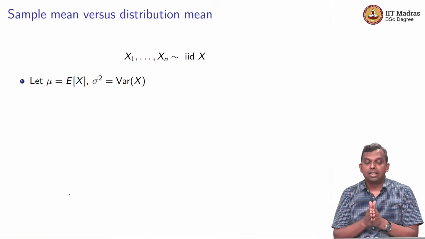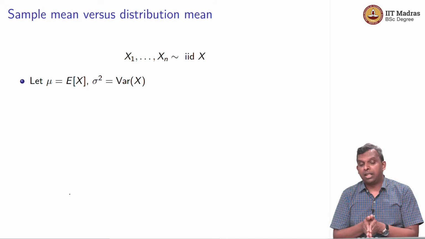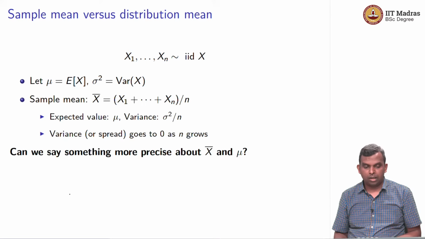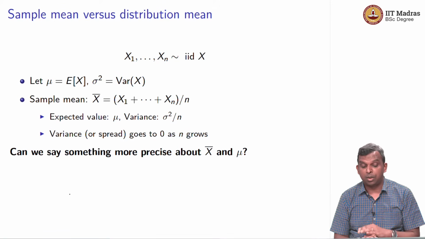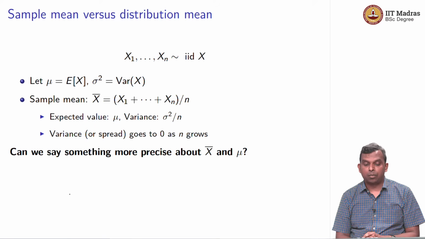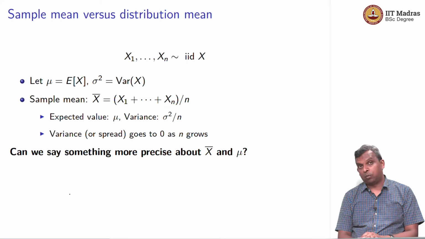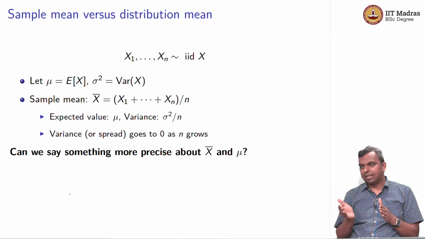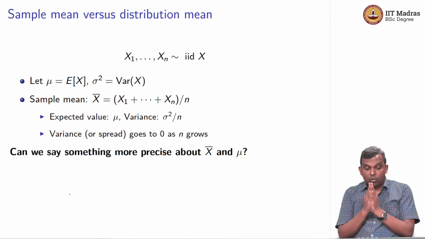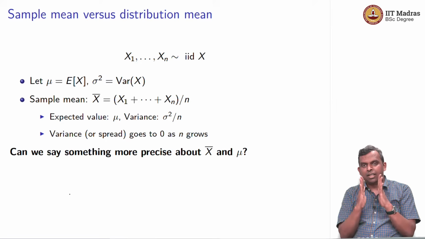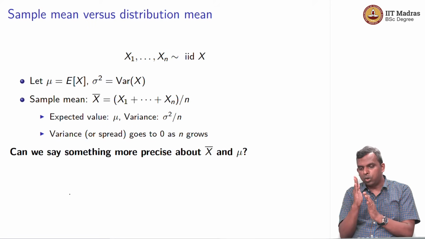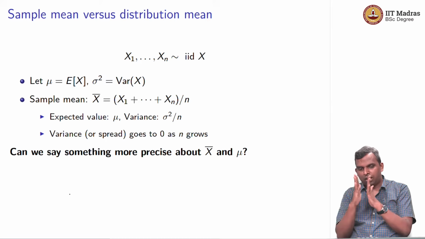We've already seen that the expected value of the sample mean is equal to the distribution mean. The variance is sigma squared by n. So as n increases, the expected value remains the same, it's always mu, but the variance is going to start shrinking. As n increases, the variance is shrinking, which means what? You're around mu, and the values that you take are getting less and less spread.